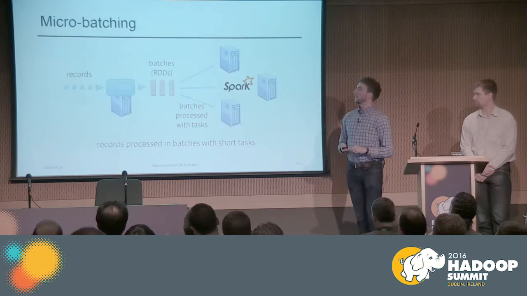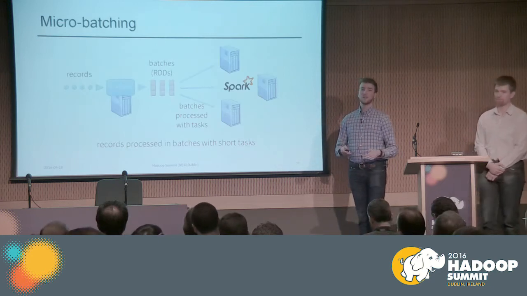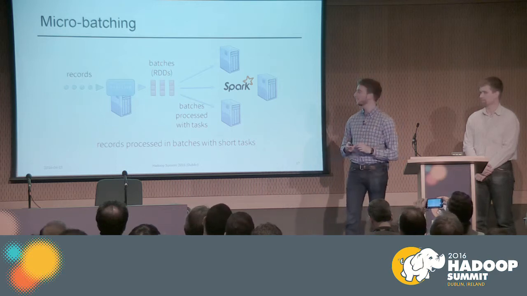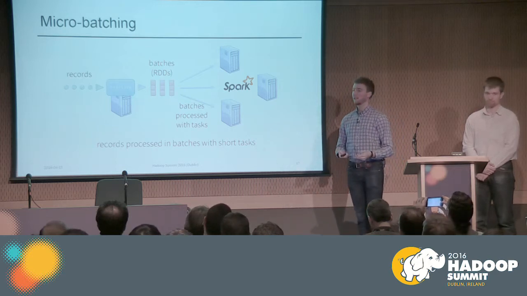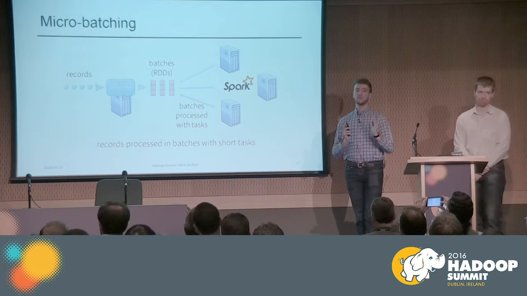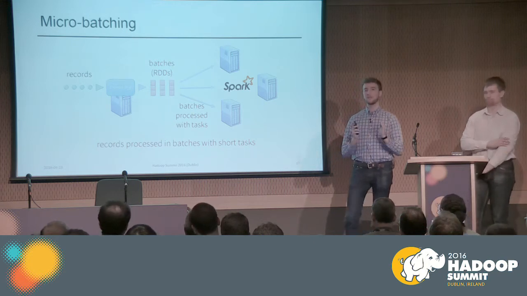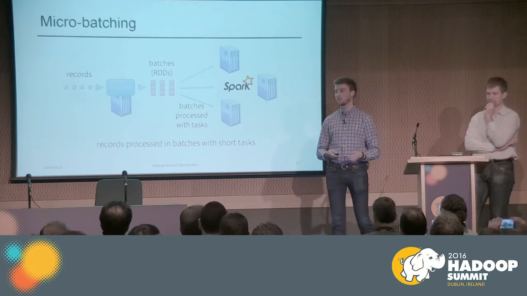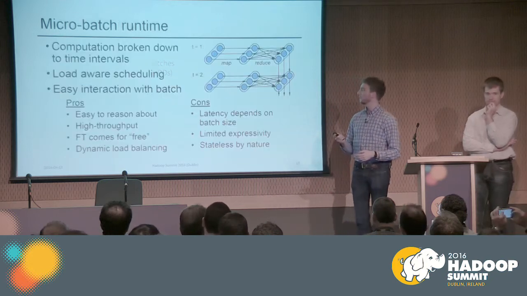So on the other side, we have the micro-batching architecture, which is also stream processing in a broad sense. So we have the records coming in. They're grouped into small batches. And we have a scheduler that schedules short-lived batch tasks on each of these micro-batches.